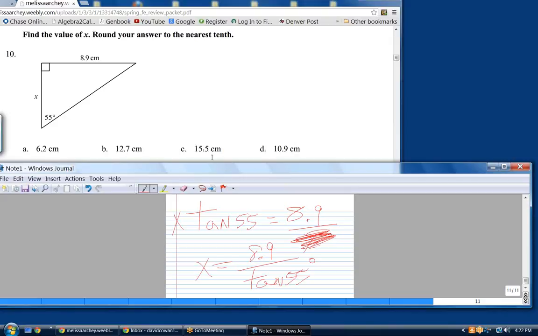Doesn't sound right. What do you get for the tan of 55? 1 point what? Okay, I did that wrong again. I didn't hit tan, so I was just doing divided by 55. Okay. So it comes to 6.2. Okay, that makes more sense.